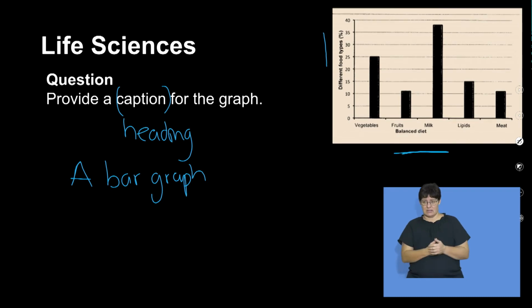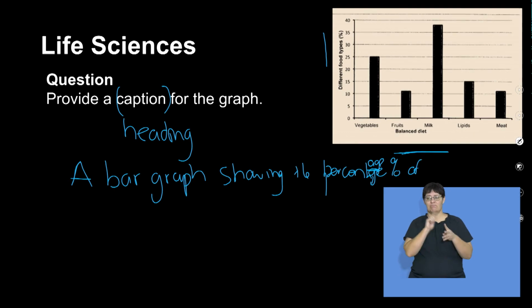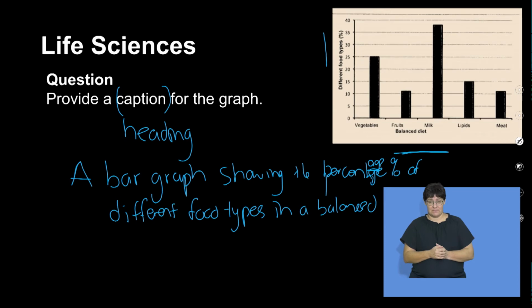A bar graph showing the percentage, and let me spell it correct, A-G-E, of different food types in a balanced diet.